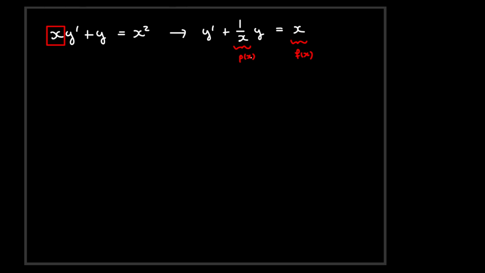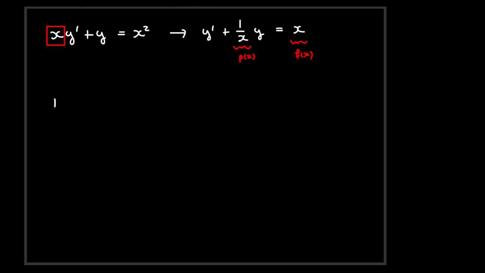Great, so we've identified this, and now there's a very common mistake: if we have a minus here, the minus isn't taken into account in the p of x. So if we had, for instance, minus here, then p of x would be equal to minus 1 over x, just to be sure about that. Okay, so we're not in that situation, so our p of x is equal to 1 over x.